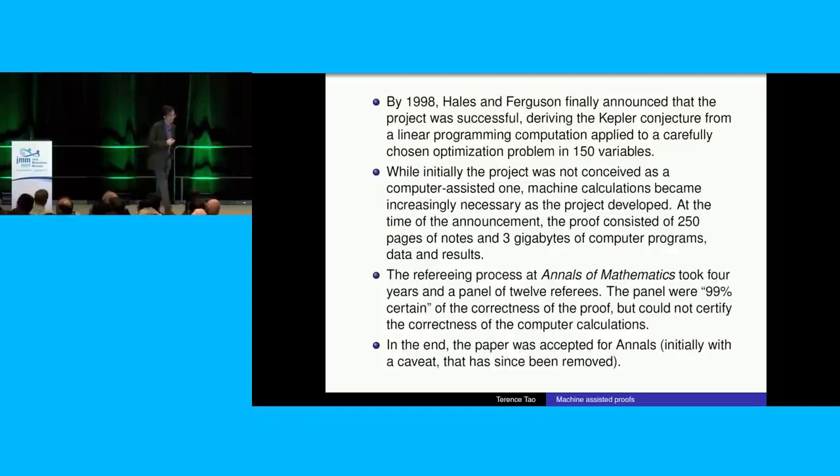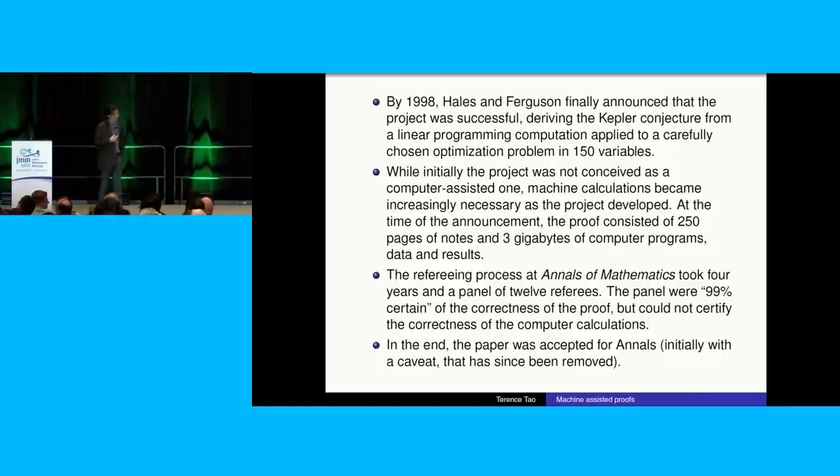They did eventually finish it in 98, and they were able to derive the Kepler conjecture from a linear programming computation, from a very complicated optimization program. Initially, it was done by hand, but with the increased complexity, there was no choice but to make it more and more computer assisted. So when the proof was announced, it was a combination of 250 pages of notes and lots and lots of gigabytes of programs and data.